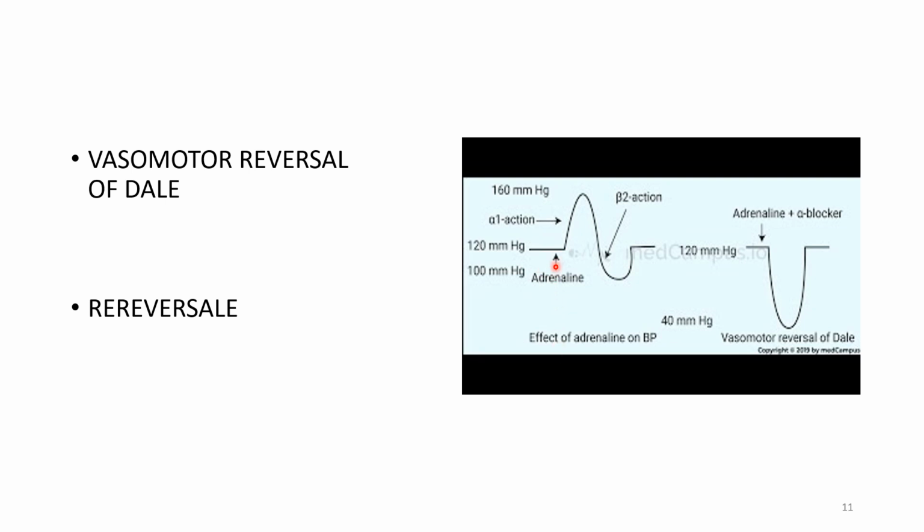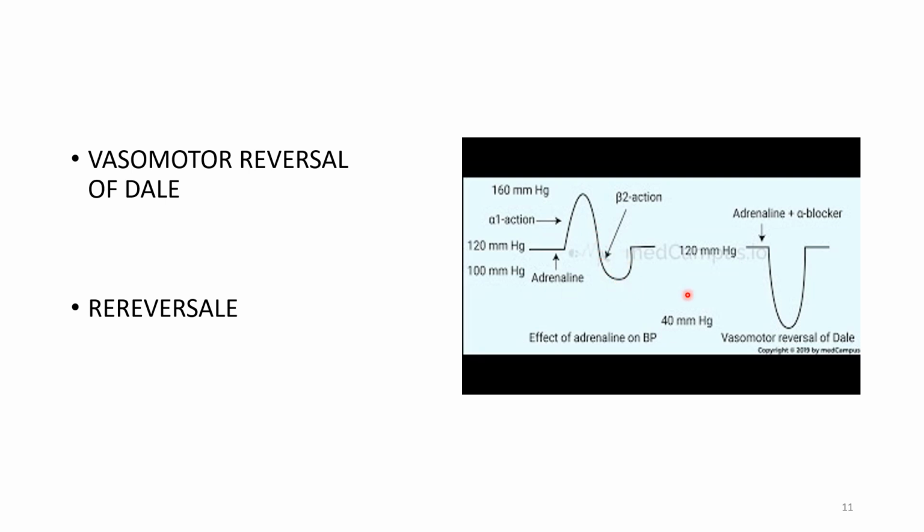So, if you give adrenaline, we are seeing BP. So, we are measuring blood pressure of an individual and we are injecting adrenaline into the bloodstream. Then what happens? There will be action on the alpha 1 receptors initially. So, there will be increase in the BP because of the constriction of the blood vessels. Then as time goes on, the adrenaline concentration in the blood will be decreased. So at low level of adrenaline concentration, it will act on the beta 2 receptors. It leads to decrease in the BP.